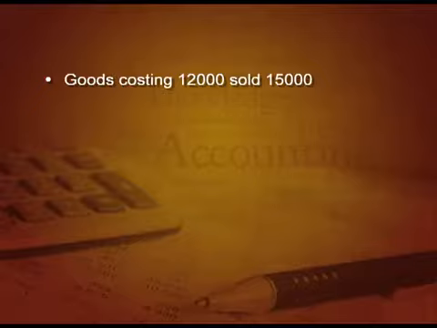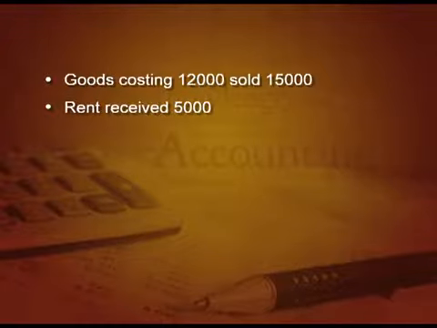Goods costing 12,000 sold for 15,000. Now goods are reduced by 12,000, cash is increased by 15,000. Now 3,000 is profit. This will increase our capital by 3,000. Next, rent received 5,000. Now we are receiving the rent, cash is increasing, and rent received is my income. This will increase my capital. So cash increase, capital increase, rent received.